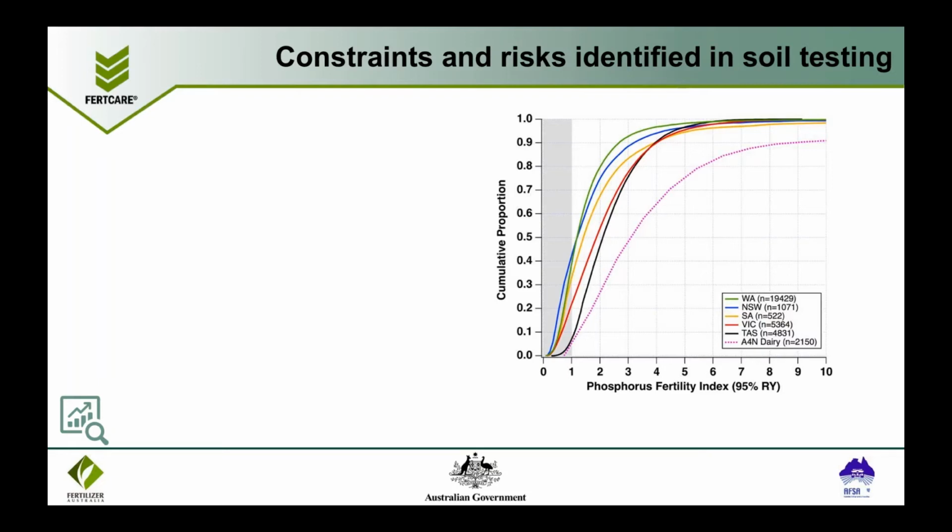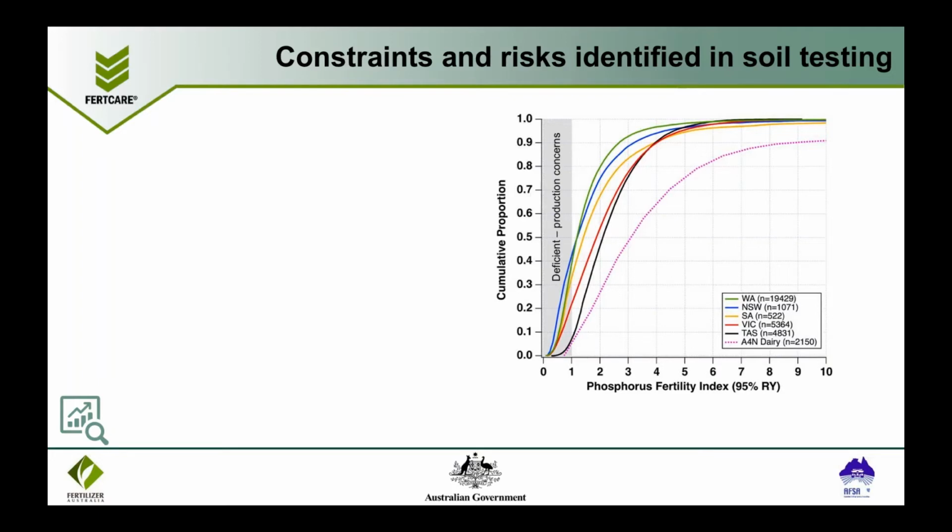So this chart that we have here on the right-hand side that you can see now is showing you on the x-axis an index, a phosphorus fertility index, and it basically aggregates or amalgamates Olsen and Colwell P data across states onto a common scale called the phosphorus fertility index. And on the y-axis what we have is the cumulative proportion.